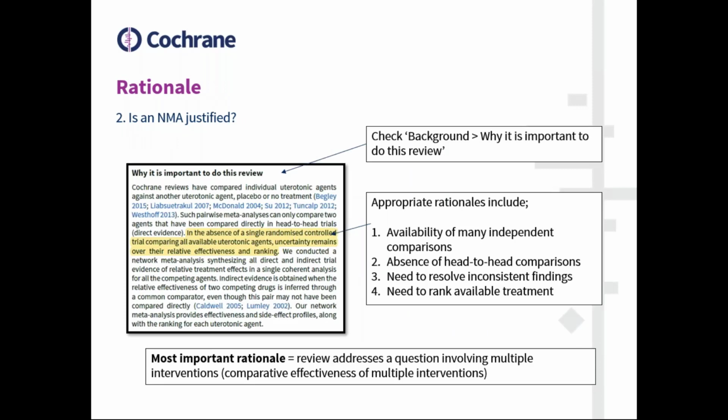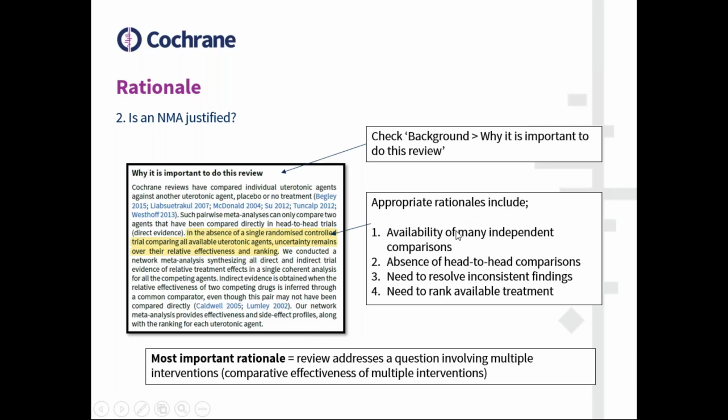So the rationale: it's important that undertaking the network meta-analysis is justified. And we usually see that in the background section, why it is important to do this review. If we read through this section, you can see the highlighted text suggests that in the absence of a single randomized controlled trial comparing all available uterotonic agents, uncertainty remains over their relative effectiveness and ranking. So we conducted a network meta-analysis that's synthesizing all evidence.